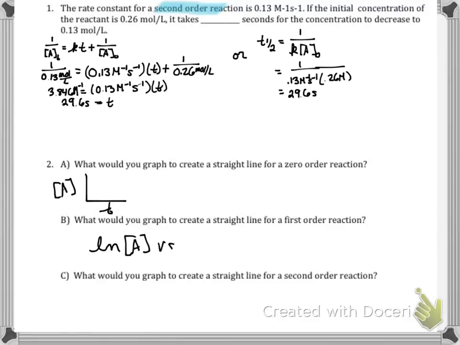So then for number 2, for a straight line for 0 order, that's when you just have concentration versus time. For a first order, you have natural log versus time. And for second order, it's 1 over concentration versus time. If you know those, you would know which integrated rate law goes with what.